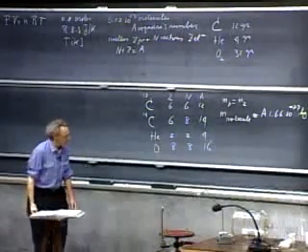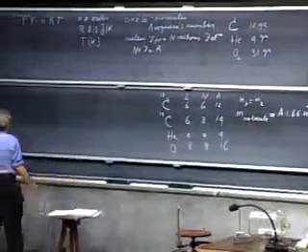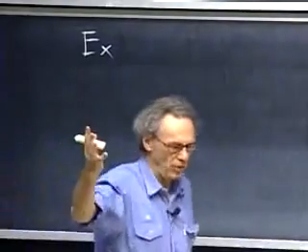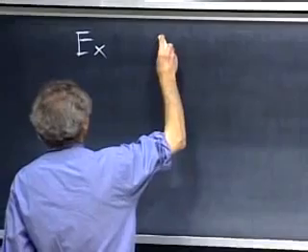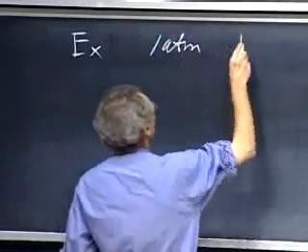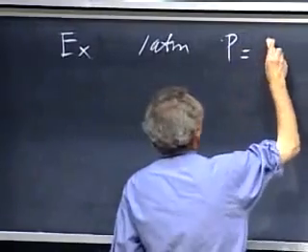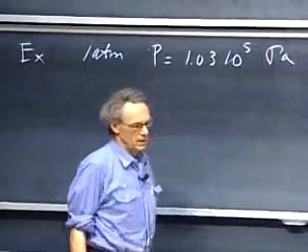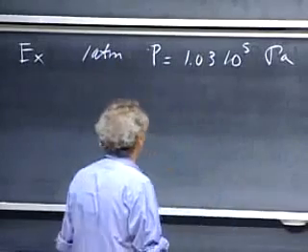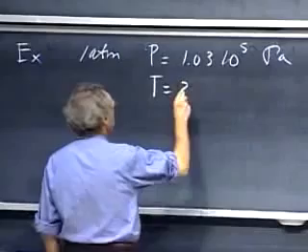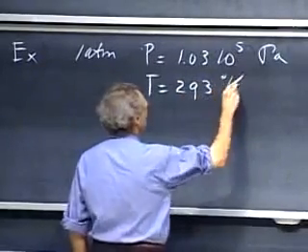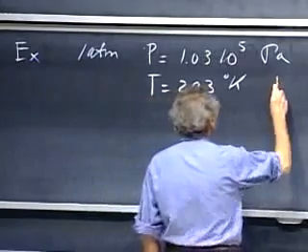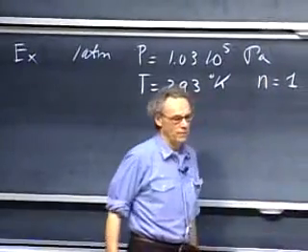So let's do a trivial example. I take gases, any kind of gas, you choose whatever you want, and I take 1 atmosphere. So that means that the pressure is 1.03 times 10 to the 5th Pascal. I do it at room temperature, so T is 293 degrees Kelvin. And I take in all cases only 1 mole, so N is 1.